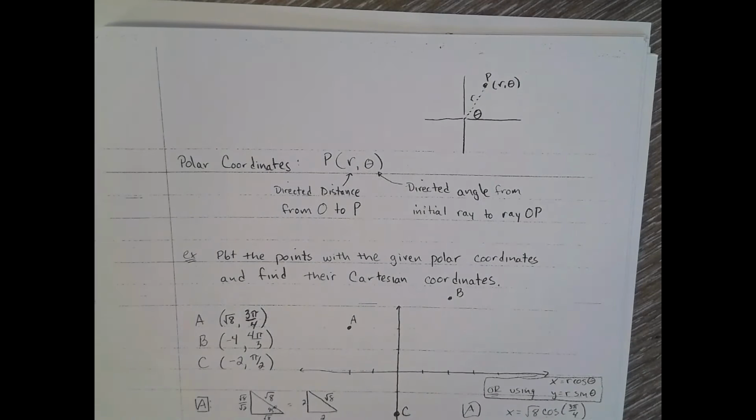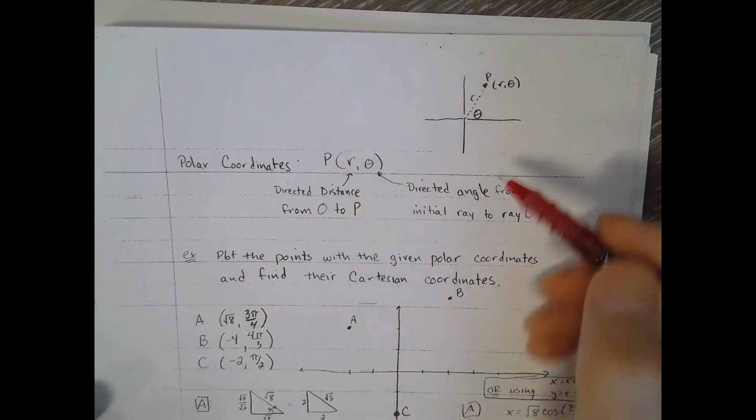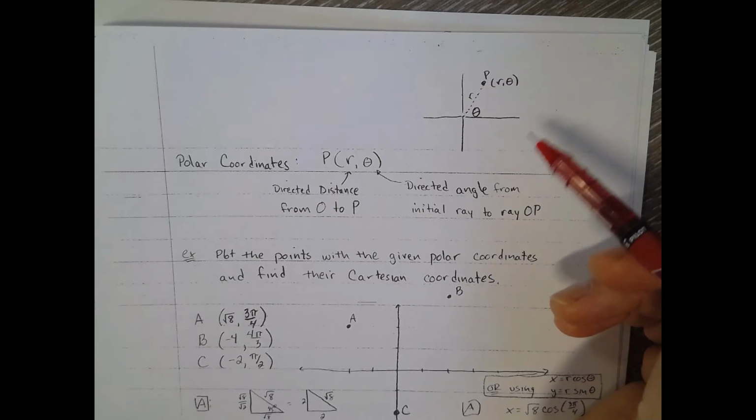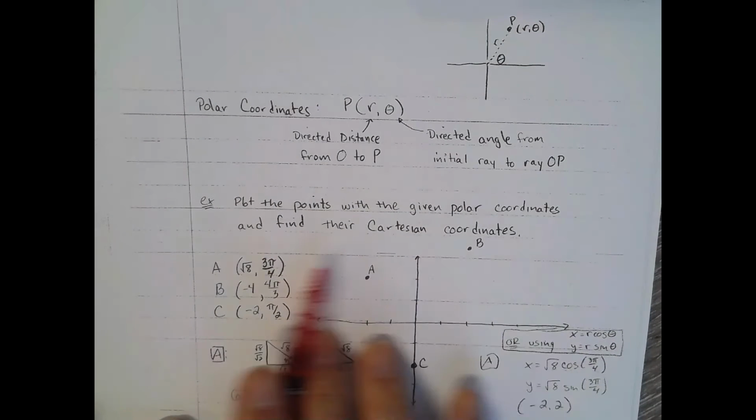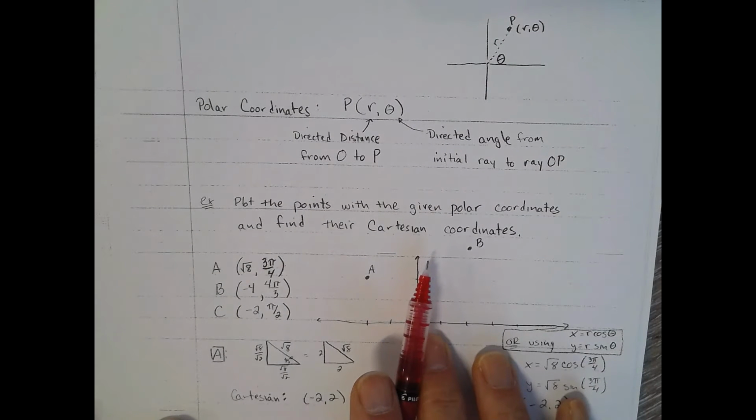Is the initial ray just the x-axis? Yep. Okay. But yeah, I can't call it the x-axis because it's not the x-axis anymore, but yeah, think of it as the x-axis. Okay, so plot the points with the given polar coordinates and find their Cartesian coordinates.